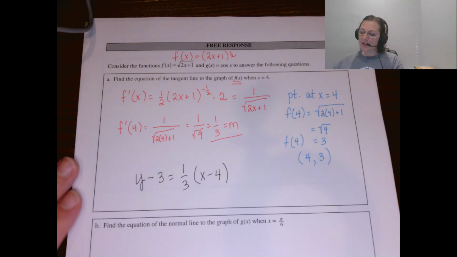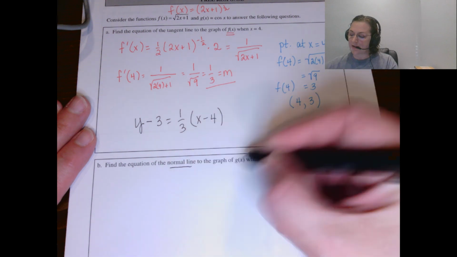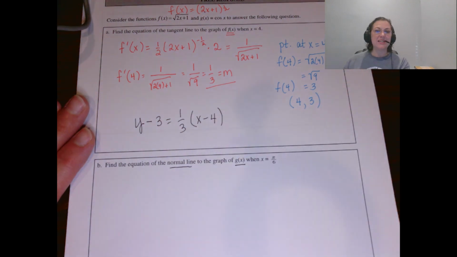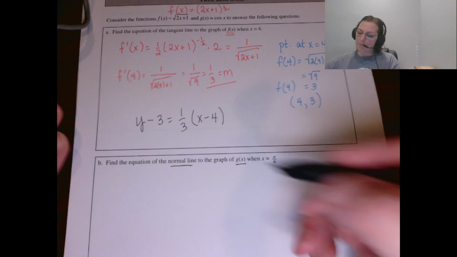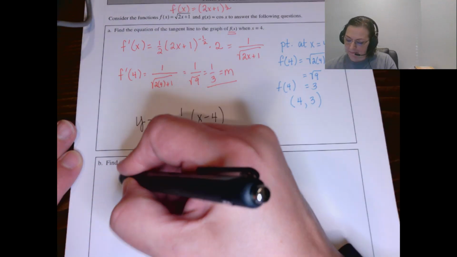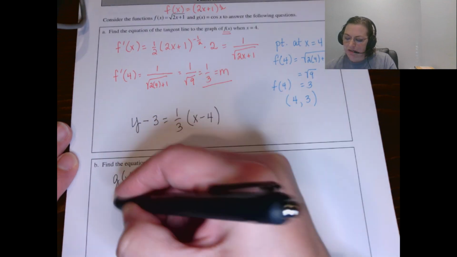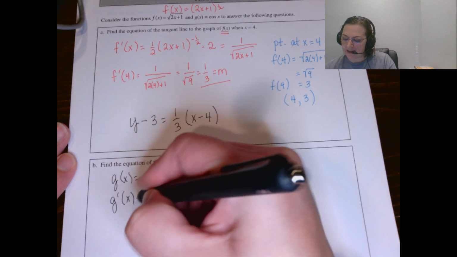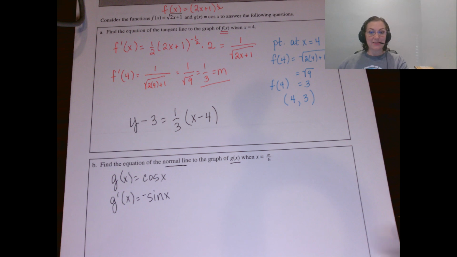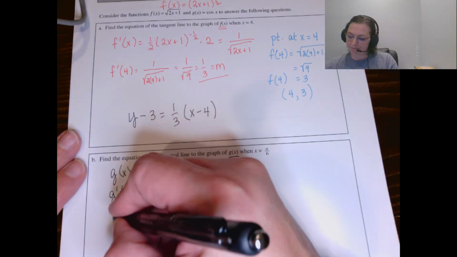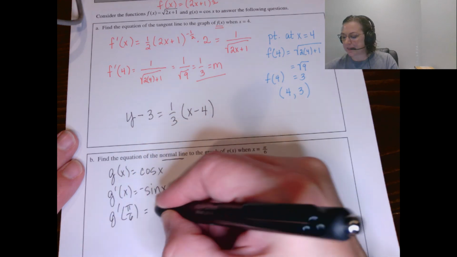Okay, moving along then, notice in B, we're asked to find the equation of the normal line of g. So we talked about normal being the perpendicular to the tangent, but let's start with the derivative of g. So g of x was cosine x. So g prime would be negative sine of x. And we need this value at pi over 6. So we're going to put in pi over 6.